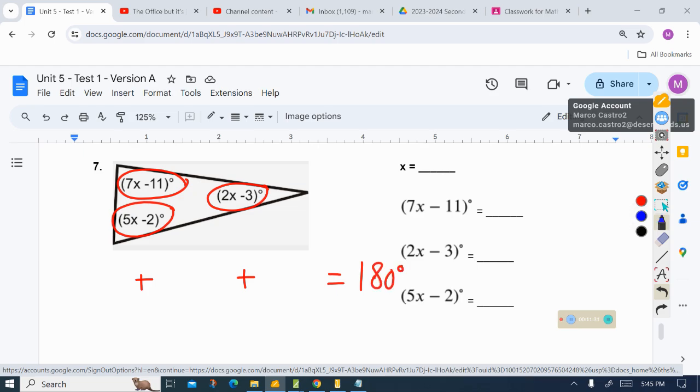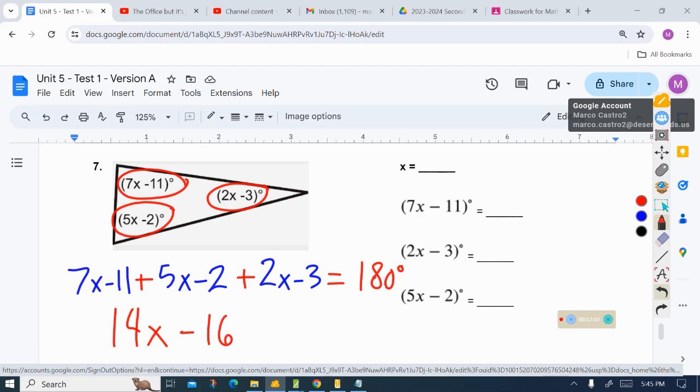Okay, so the things that go in there are right here, right? 7x minus 11 plus 5x minus 2 plus 2x minus 3. Okay, and again, if we combine all our like terms, so collect all of the x's first, we can see that we have 7x and 7x, so that makes 14x. And then we got negative 11 minus 2, so that's minus 13. And then minus 13 minus 3 would give us minus 16. Okay, and we see that all of that is equal to 180.